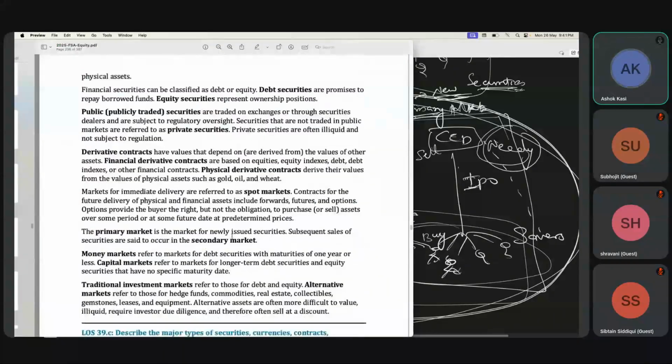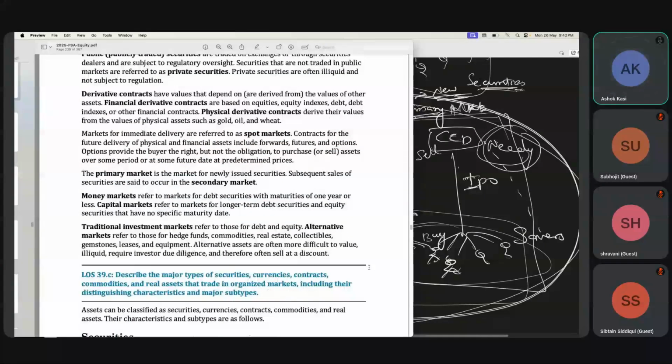Then derivatives, you ignore that for now. We have a separate subject, derivatives, and we will focus on it at that time. Then the spot market means cash market. That means you are buying and selling immediately, based on whatever the price is. That is the spot market, also called the cash market.